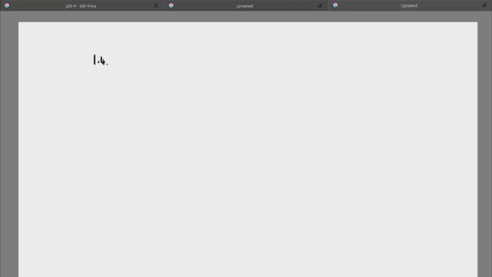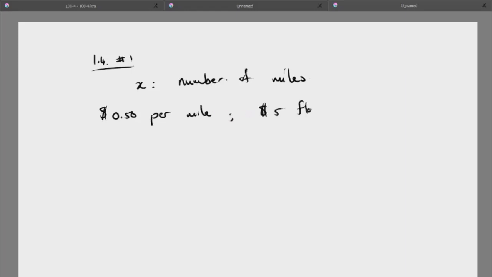So we're doing 1.4, number 1. They've defined the variable for me. I can remind myself that x is the number of miles. I realize I need to switch the screen. I'll switch back and forth as we need. You should have the problem book in front of you anyway. And I can remind myself I have 50 cents per mile and a $5 flat fee.